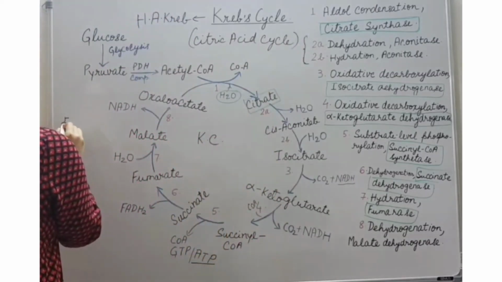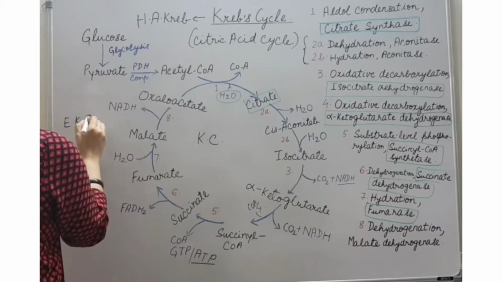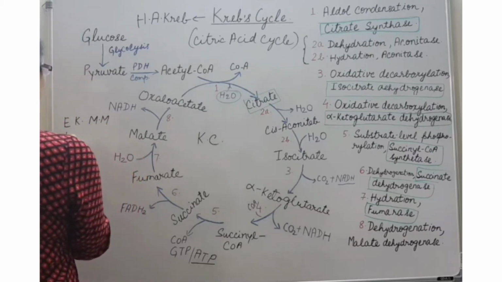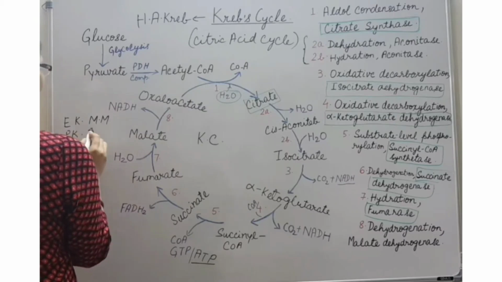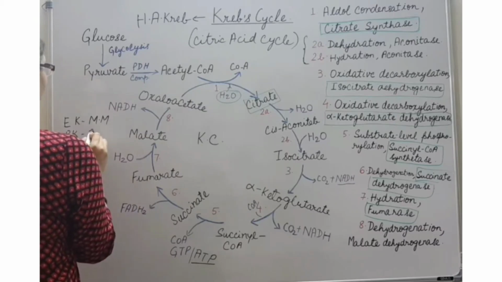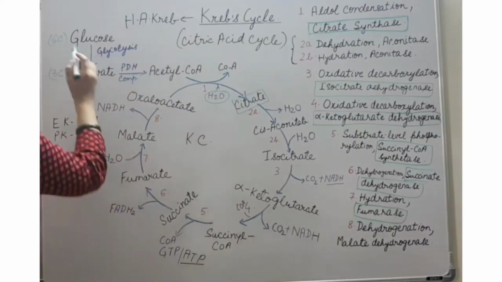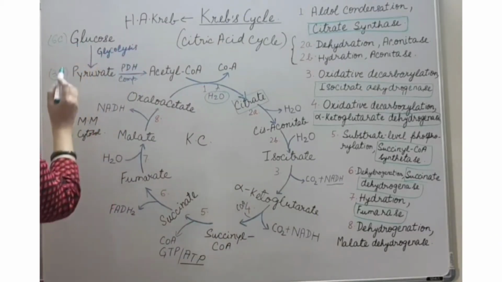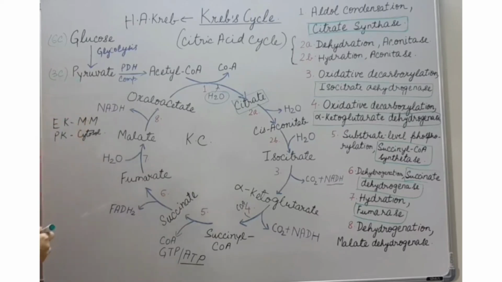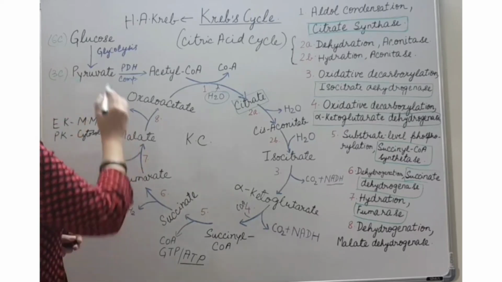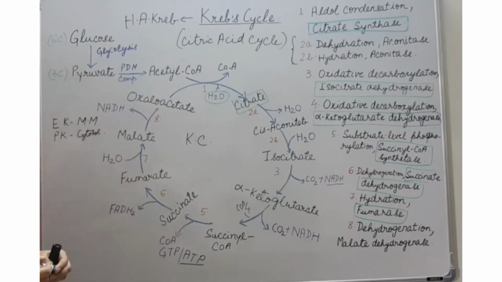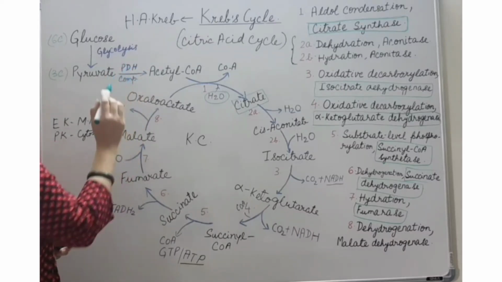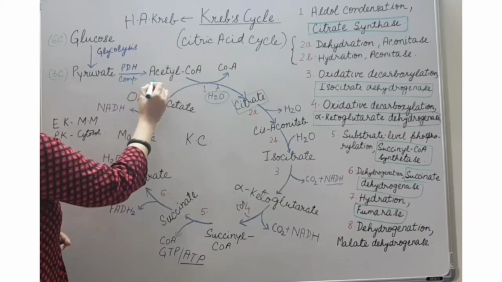In eukaryotes, it takes place in the mitochondrial matrix, and in prokaryotes, in the cytosol. Glucose gives pyruvate through glycolysis. Glucose is a 6-carbon compound, pyruvate is a 3-carbon compound. Now pyruvate undergoes oxidative decarboxylation. It involves the enzyme Pyruvate Dehydrogenase Complex and gives acetyl coenzyme A.